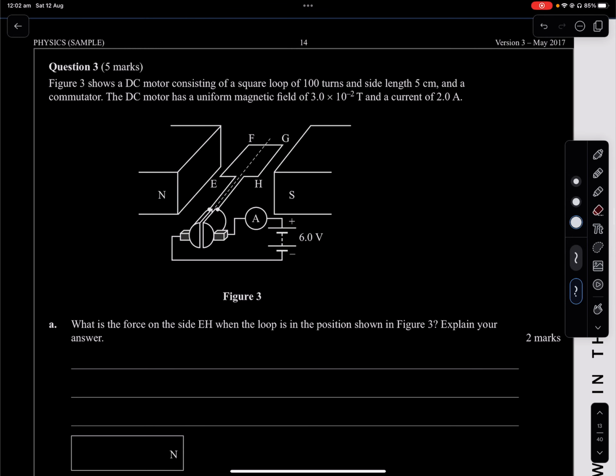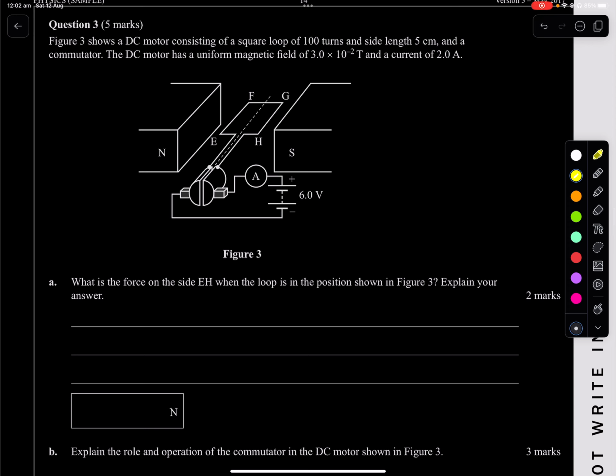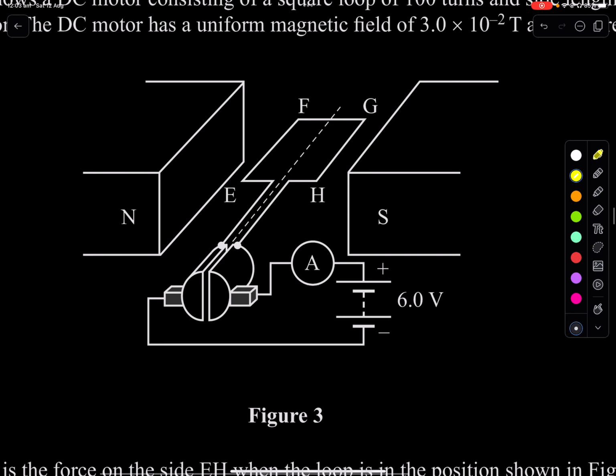So question 3, figure 3 shows a DC motor of a square loop of 100 turns and a side length of 5 centimeters and a commutator. The DC motor has a uniform magnetic field of this and a current of this. What is the force on the side EH when the loop is in the position shown in figure 3? Explain your answer. Well, you should see already that we know that the magnetic field lines go from north to south, yeah?